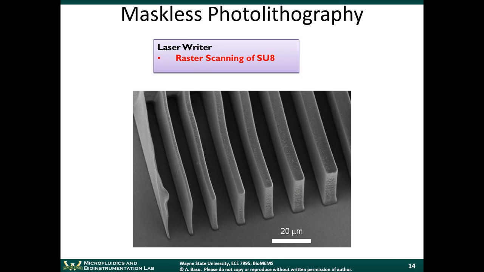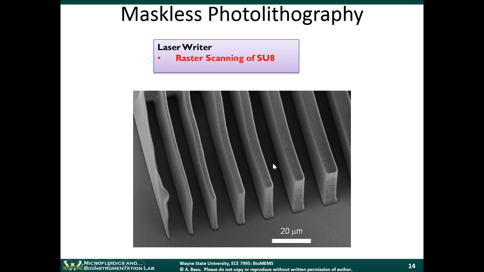There are some laser-based systems which basically raster scan a laser, and you can expose photoresists that way. This is an example showing the raster scanning of SU8. This image is from the Fulk textbook. You can see you can get some nice feature sizes this way.